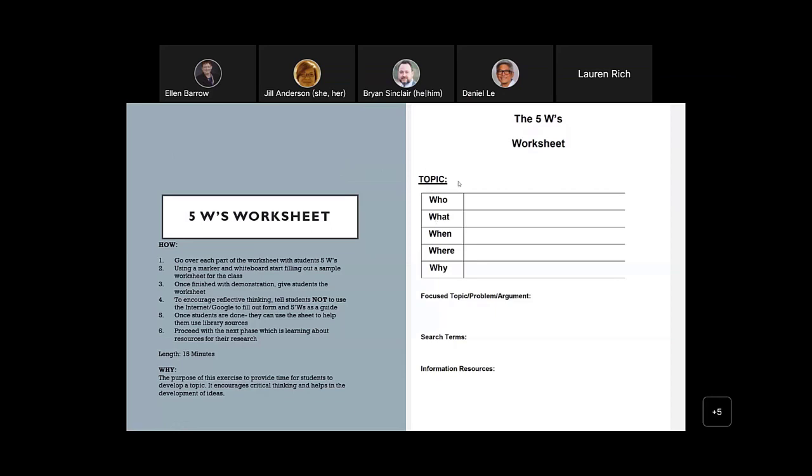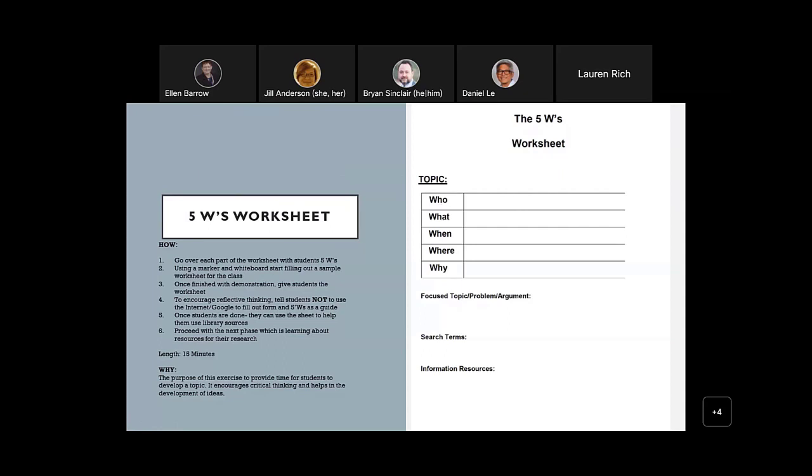You go over, put your topic in here. Maybe your topic is air pollution. And you go over each and every individual part of it, and you sort of do a sample run. You show them, well, this is how you would do this. And then once you're finished with the demonstration, you pass out the worksheet.